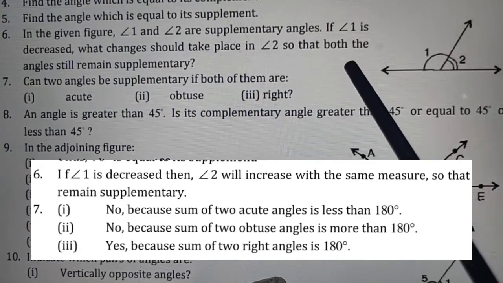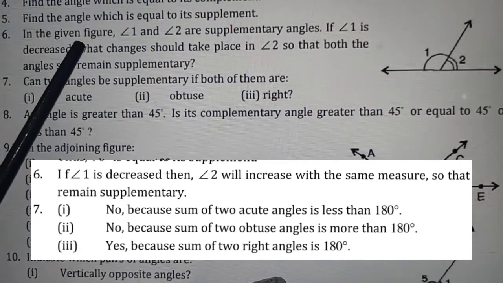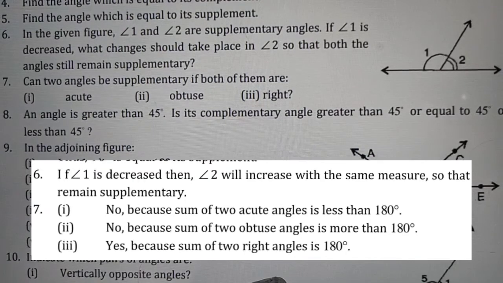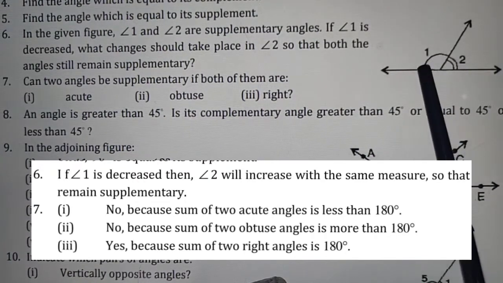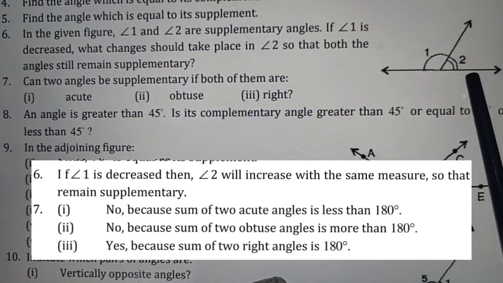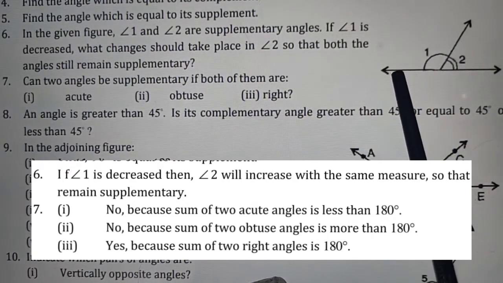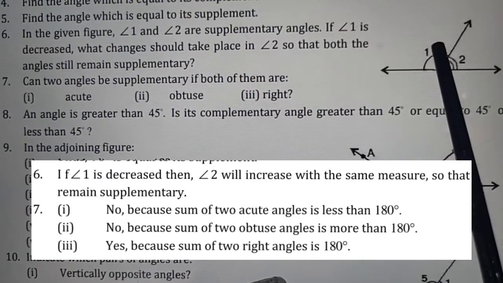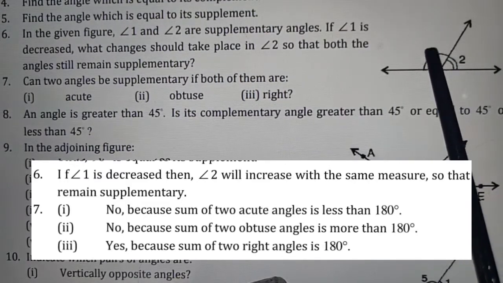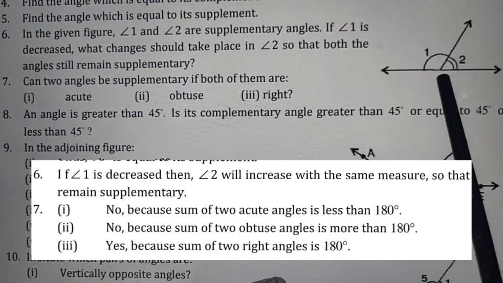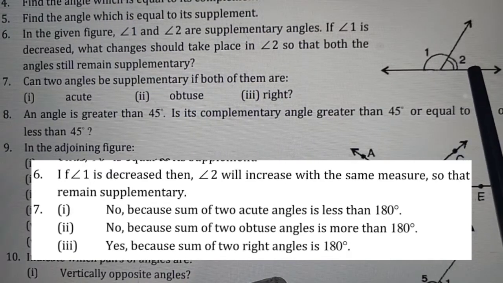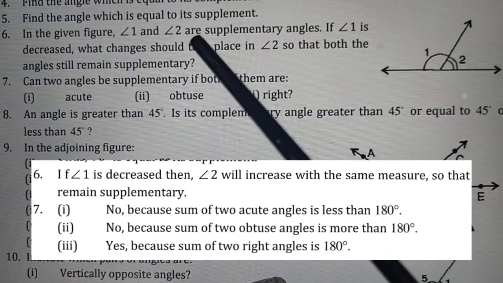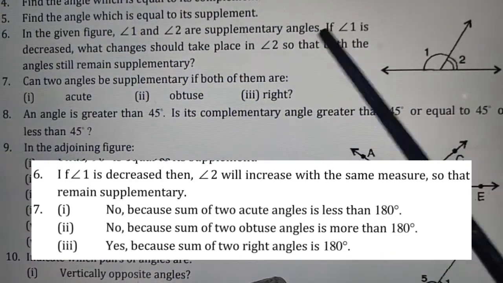The next question is the sixth question. In this figure, angle 1 and 2 are supplementary. See the related figure, angle 1 and 2. The total sum of these two angles is supplementary. As you know, any angle on a straight line is a straight angle. This total angle is 180 degrees. Now this center line divides this complete angle into two angles, angle 1 and angle 2. Now see the conditions. Angle 1 and 2 are supplementary angles.